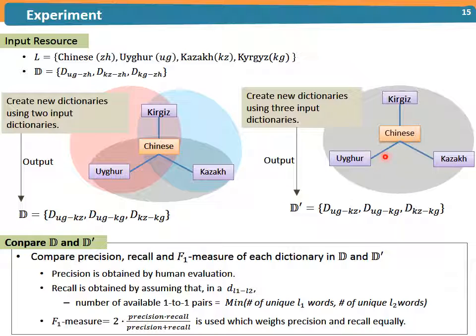In the second part, we try to combine all these 3 dictionaries into one big pivot graph to create a new set of dictionaries. We also get 3 dictionaries, and we call this set D-prime. And we compare the quality of the dictionaries in D and D-prime. We use human experts to evaluate all these results, and we compare the precision, recall, and F1 measures of each dictionary in the D and D-prime sets.